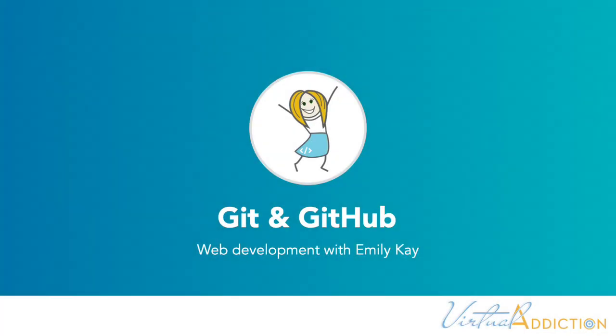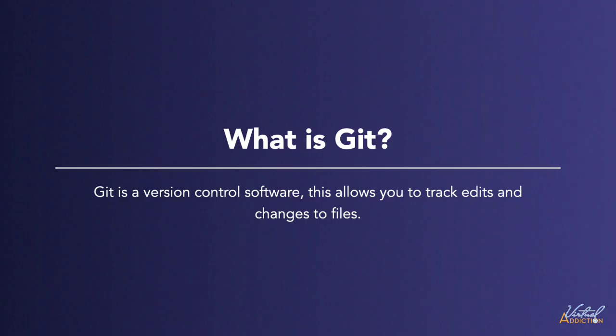Let's go ahead and learn a little bit about Git and GitHub. What exactly is Git? Git is a type of software called a version control system. This tracks changes to files. What this means is it will track all of your code changes, and you can use it to record different versions of your files at different points in time.